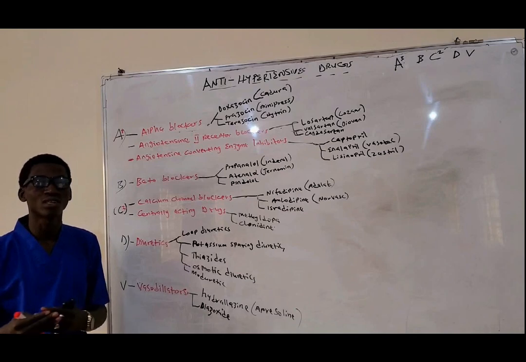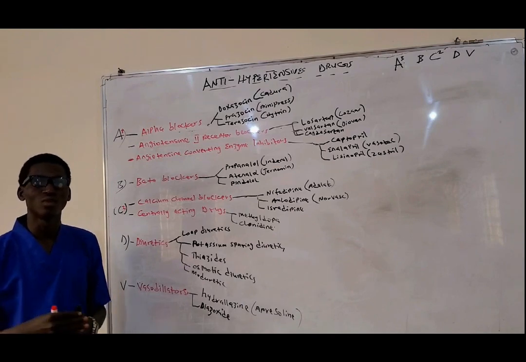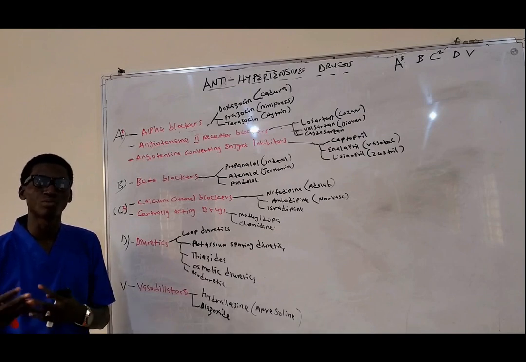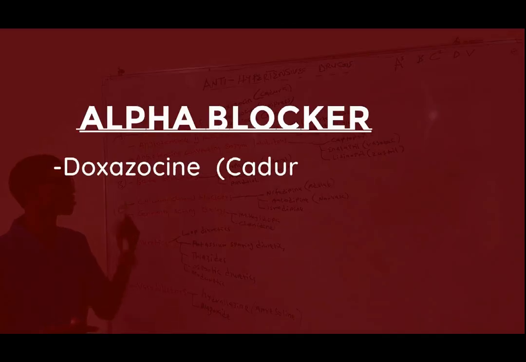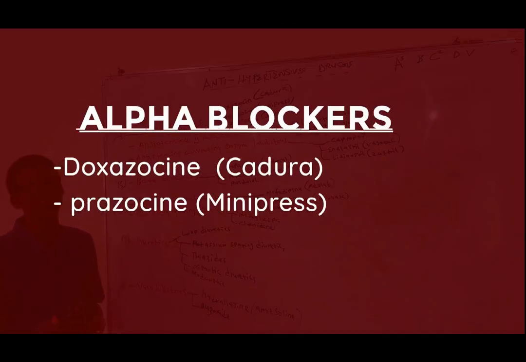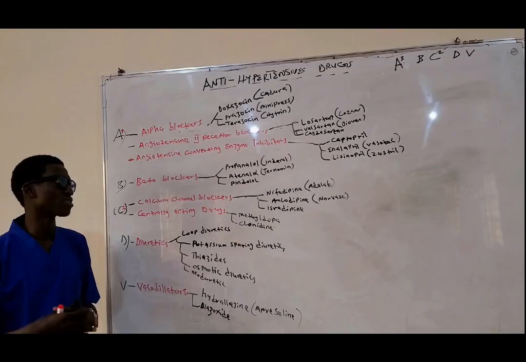So in a situation where this drug is administered, by the time adrenaline comes to bind, there's not going to be that chance for adrenaline to bind again, which will not cause vasoconstriction and also maintains normal blood pressure. Examples of these alpha blockers are doxazocine, also known as Cardura. Secondly, we have prazosin, or you call it Minipress. Then we have terazocine, which is also known as I3. These are examples of drugs under the alpha blockers.